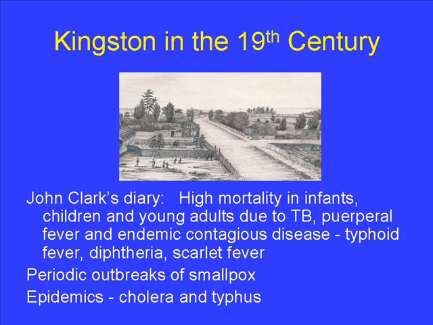Now, one of the things that he addresses in his diary was the very high mortality that occurred in infants, children, and young adults due to tuberculosis. And as he described it, in his community, whole families might die of consumption. Puerperal fever, or childbirth fever. John had 2 daughters and 1 daughter-in-law who, following delivery, had childbirth fever, of whom at least one died. And also the endemic contagious diseases of typhoid fever, diphtheria, scarlet fever, and measles. And we'll come back to those ones again.